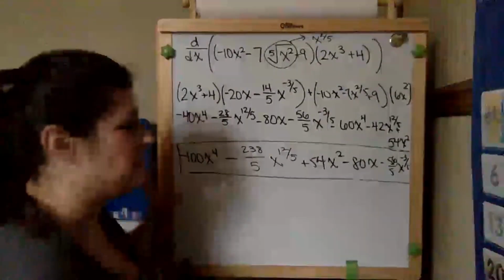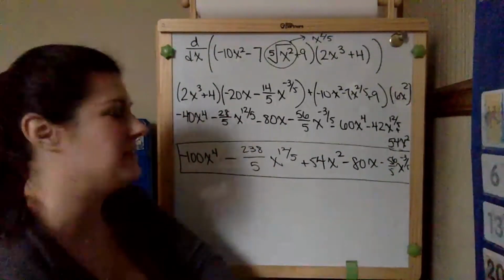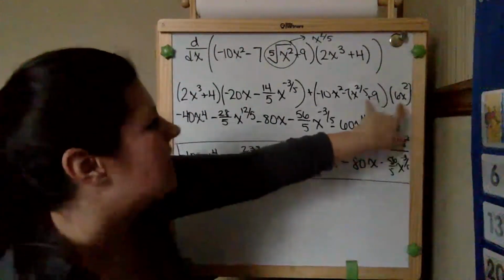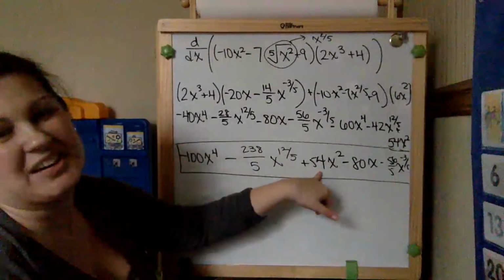So I realized after filming this that I did make a mistake, which is why I emphasize taking your time, because if I took my time, maybe I wouldn't have made this mistake. 9 times 6 is 54, not 56, so I have corrected that here.